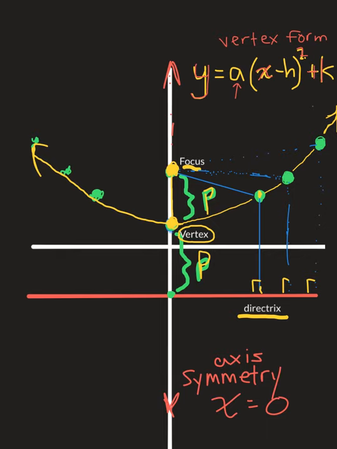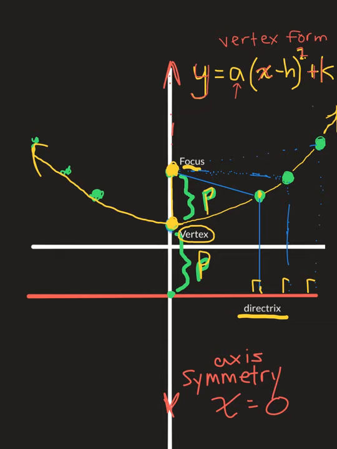Okay, so this vertex is located at h comma k. That's this h and this k. So, quick example, y equals 2x plus 3 squared minus 1. Okay, this is in vertex form.